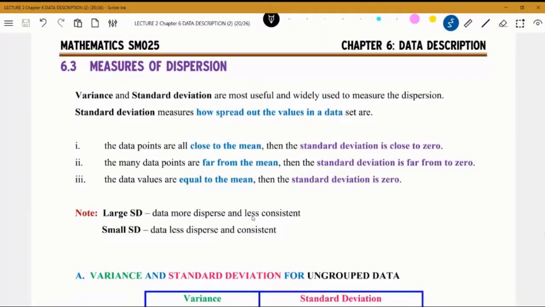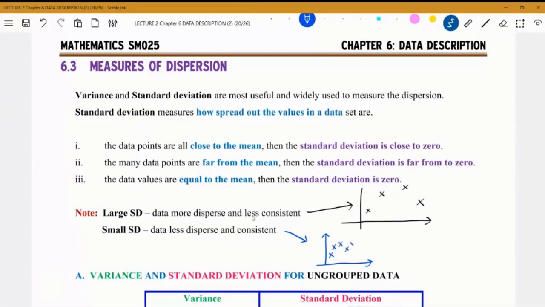If we have a large standard deviation, we can conclude that your data will be more dispersed and less consistent. If you put it in a graph, the further the distance, the more dispersed and less consistent it is. If we have data close to each other, we call it consistent data.